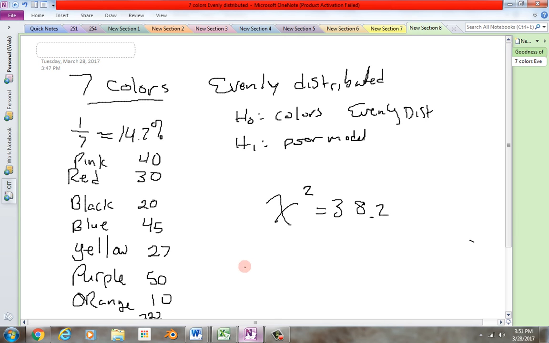And what are we saying? This is a terrible model. Reject H naught. This is a horrible model.